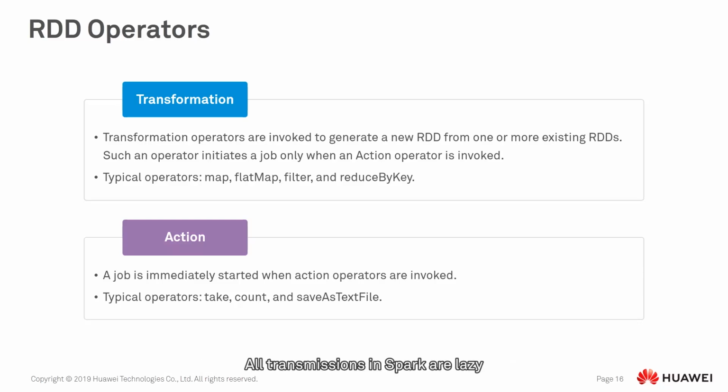All transformations in Spark are lazy, in that they do not compute their results right away. Instead, they just remember the transformations applied to some datasets or files. The transformations are only computed when an action requires the result to be returned to the driver program. This design enables Spark to run more efficiently. For example, we can realize that a dataset created through a map task will be used in a reduce task and return only the result of the reduce task to the driver, rather than the larger mapped dataset.